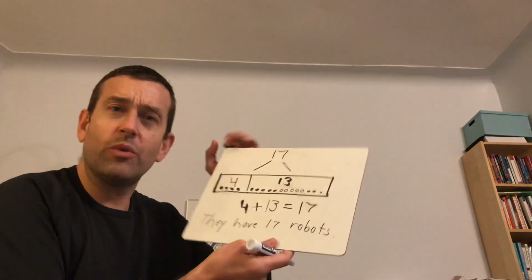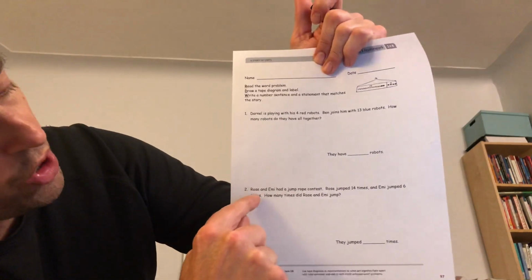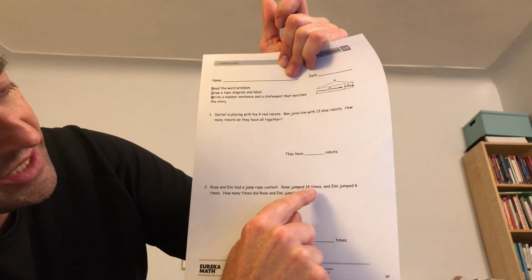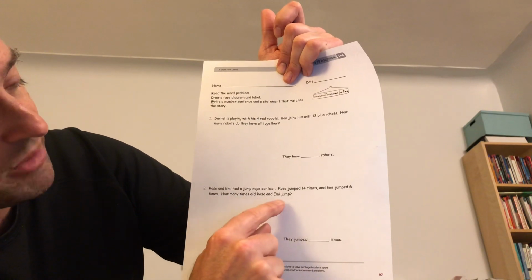All right, let's do another one. Okay, so here's the next problem. The next problem is Rose and Emmy had a jump rope contest. Rose jumped 14 times and Emmy jumped 6 times. How many times did Rose and Emmy jump?